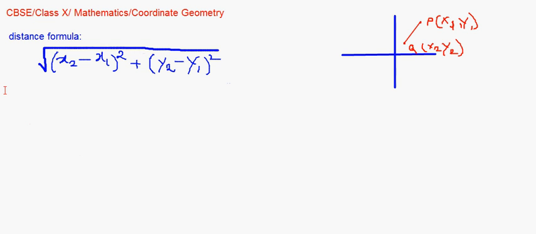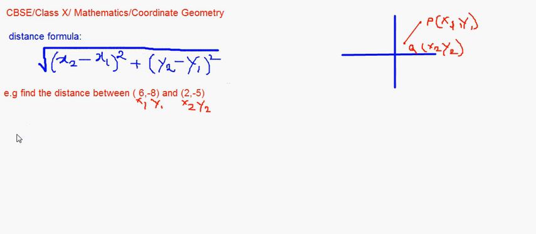The first example, let us take as a direct application of the distance formula. Find the distance between any two points, supposedly represented by the coordinates 6, minus 8 and 2, minus 5. For it being the first question on coordinate geometry, let me write in rough if this is represented as x1, y1 and maybe this as x2, y2.